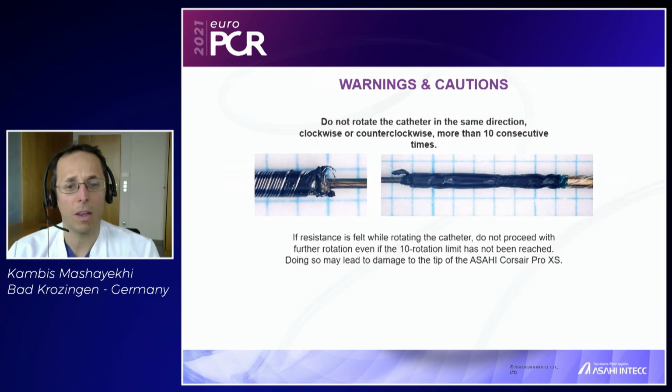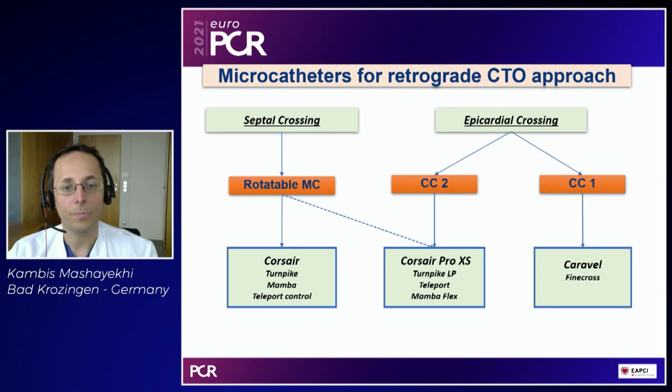So I didn't have Corsair tip loss based on that. But what I had actually was that you cannot detach the wire from the microcatheter when you over-rotate. So once you come into a situation where you feel a lot of resistance, always check if the wire is still free and you do not have a higher resistance on the wire, because this gives you the indication that probably the tip is going to be destroyed and damaged.